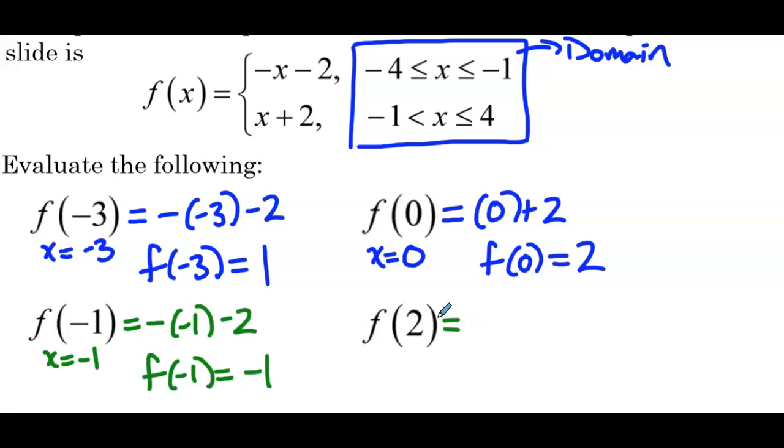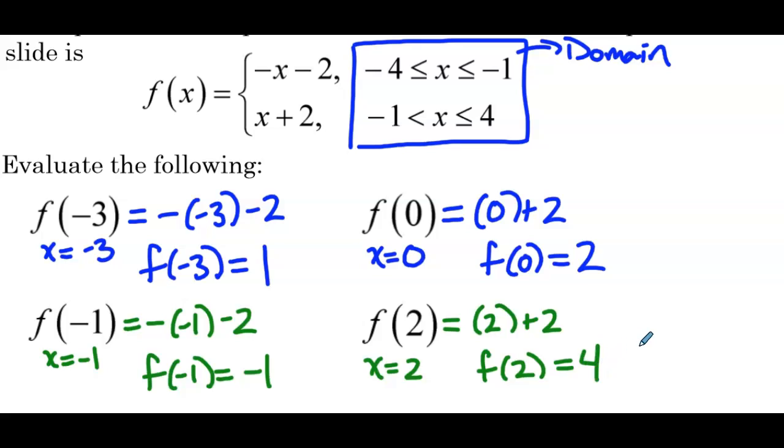And then lastly, for this example, f of 2, right, that's saying when x equals 2, what's the output? So 2 falls into the lower domain, so we're going to plug it into this piece of the function. So substituting 2 in for x, we have 2 plus 2, so f of 2 equals 4.